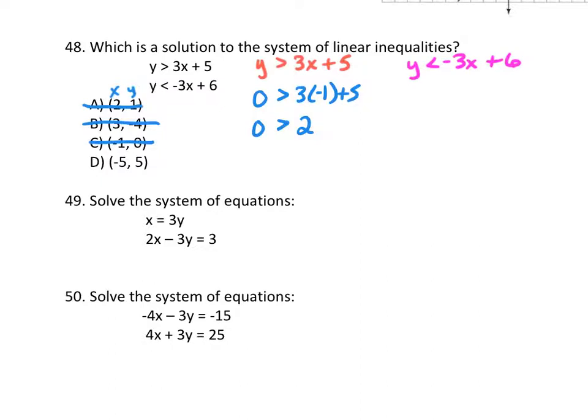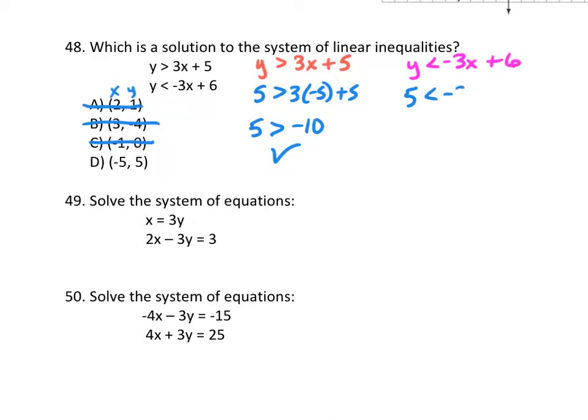So now let's check and make sure D is actually my answer and I didn't make any mistakes. So now I'm going to try the last one. 5 is greater than 3 times negative 5 plus 5. 3 times negative 5 is negative 15 plus 5 is negative 10. So 5 is bigger than negative 10. So it passed the first inequality. Now let's try it on the other one.